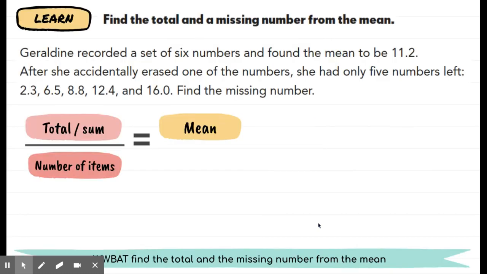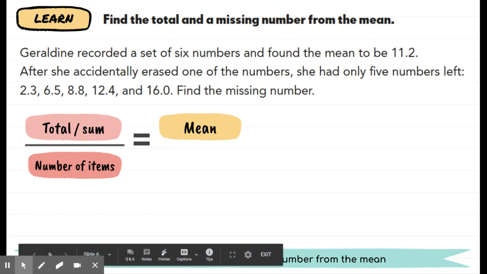So let's look at the first example. Geraldine recorded a set of 6 numbers and found the mean to be 11.2. After she accidentally erased one of the numbers, she had only 5 numbers left. 2.3, 6.5, 8.8, 12.4, and 16.0.